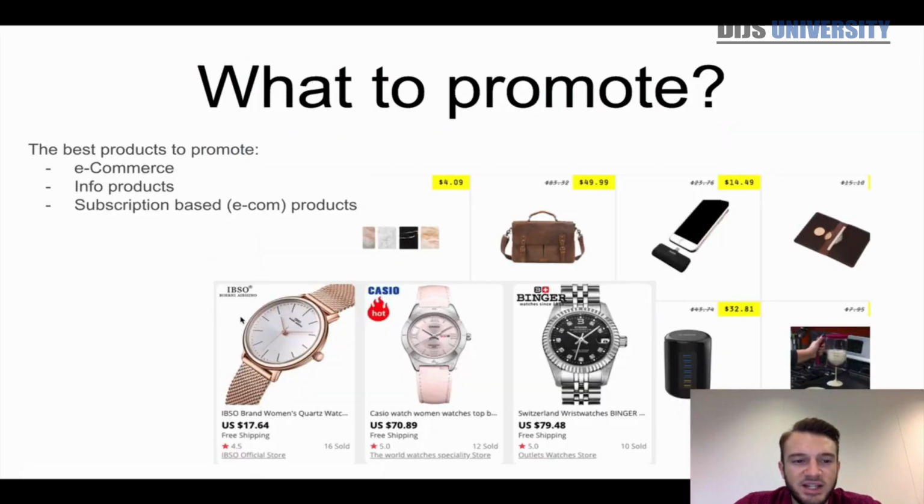Now, in terms of what to actually promote, e-commerce products work best on Twitter, as well as info products, like ebooks and online courses. And in terms of e-commerce, like I said, anything that you can basically package and send off: watches, phone covers, headphones, even clothes, literally anything that is e-commerce, you can promote on Twitter. And also subscription-based e-commerce products are doing quite well on Twitter as well.